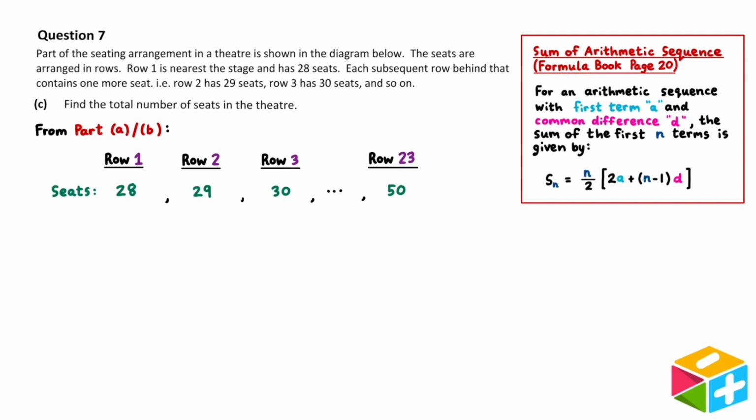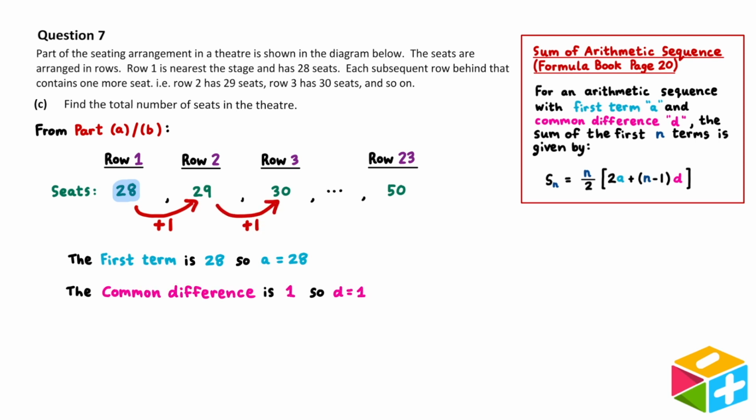a refers to the first term. In our sequence, the first term is 28, so a is equal to 28. d is the common difference, and this refers to the change needed to get from one term to the next. In our sequence, this change is plus 1, so d is equal to 1. Finally, n refers to the number of terms we want to add up. We want to add the values for the first 23 rows, so we have n is equal to 23.